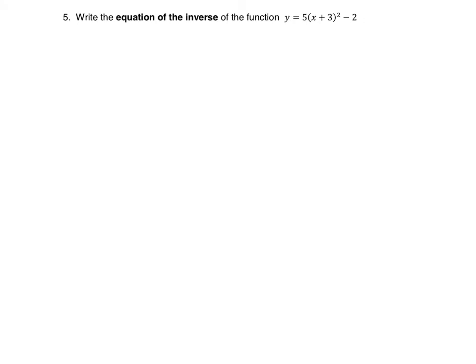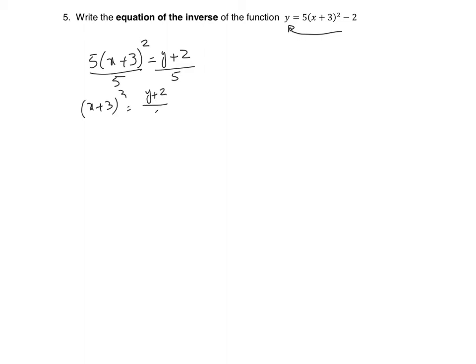The next question is to find the inverse of y equal 5 times x plus 3 squared minus 2. To do that one, I'm going to isolate x. So I'm going to move negative 2 to the left, so I get 5 times x plus 3 squared is equal to y plus 2. I divide by 5, I get x plus 3 squared is y plus 2 over 5. Now I take the square root of both sides.